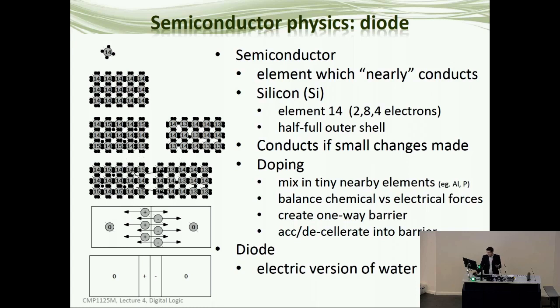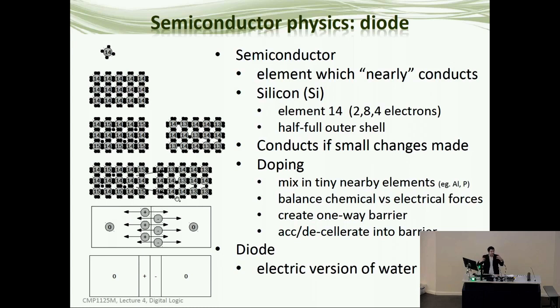There's a price for that, though, which is you've unbalanced the electrical forces. This happiness is what's called a chemical force. It's a chemical energy that is being made happy. But that's competing with an opposite electrical force. So in a sense, these electrons are not happy because there's more negative charge here than there is positive charge, and the opposite on the other side.